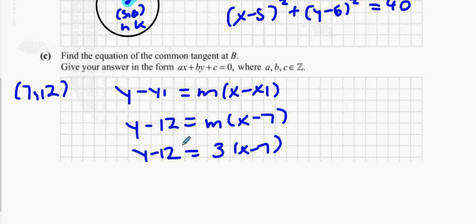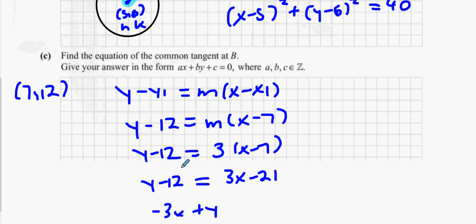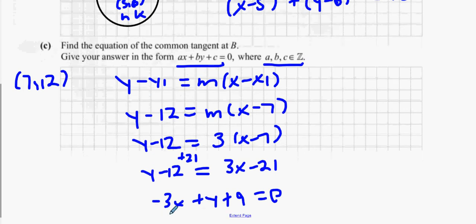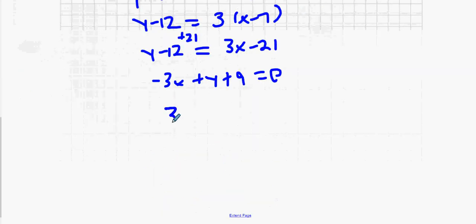I'm telling you, these questions have gotten easier over the years. Minus 3x plus y minus 12 plus 21 plus 9 equals 0. And there's your answer, where A, B, and C are elements of Z. So that's one possible answer. You can multiply both sides by minus 1 and you get a second answer. Both answers are acceptable.